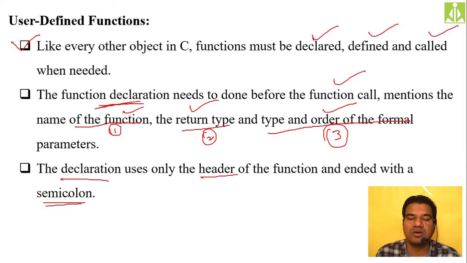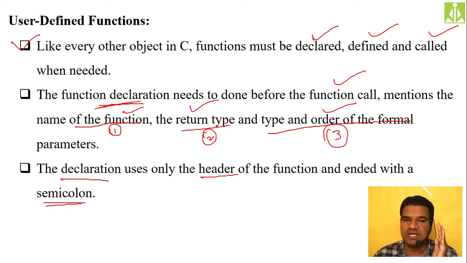So this is all about user defined functions. As a user, we are using them in our program, so we need to do the declaration, we need to do the definition, and we need to call them whenever required. Inside the declaration we have to do three things: specify the function name, the return type, and the type and order of all the formal parameters.